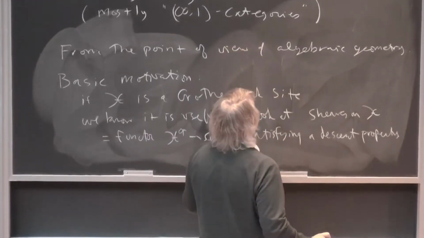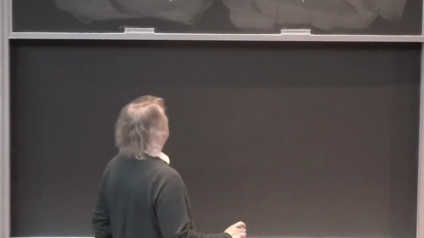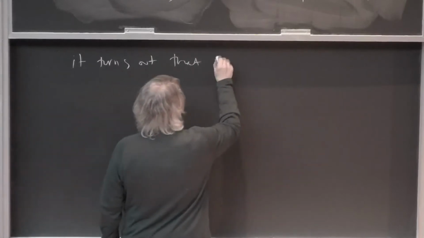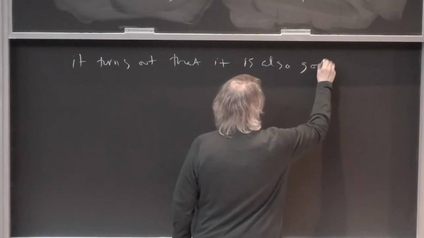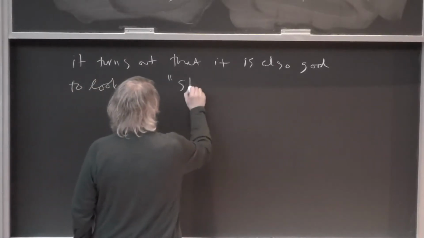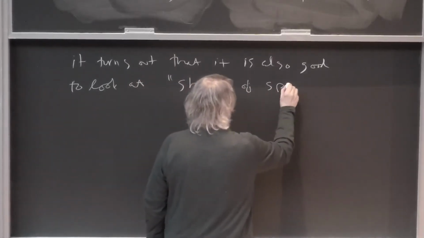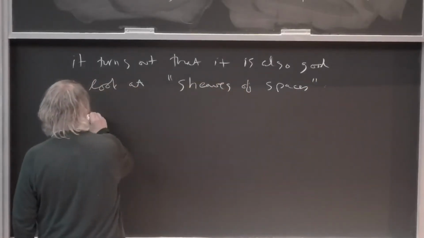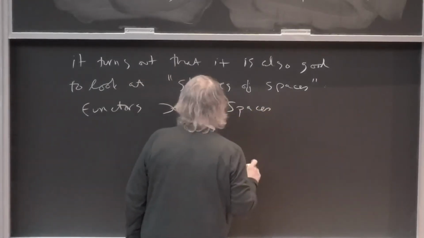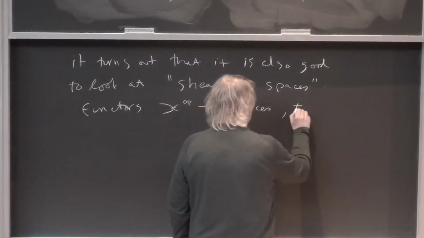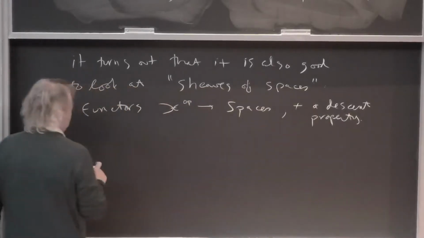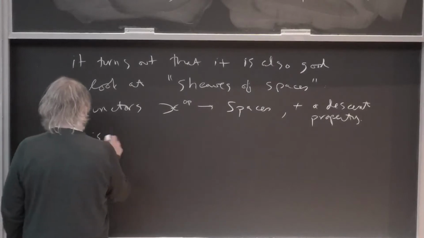Now, it turns out, so I'm not sure I'll explain this, but it turns out that it's also good to look at what might be called sheaves of spaces. So this is going to be functors from X op into spaces that again should satisfy some kind of descent property. And this theory was provided in its technical sense by Jardine, basically.